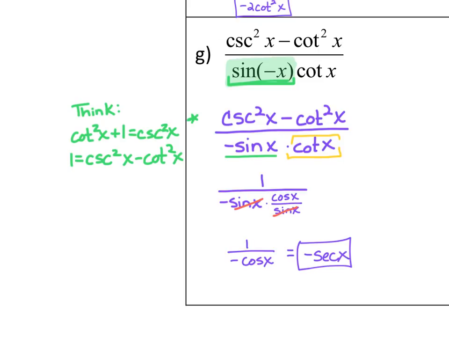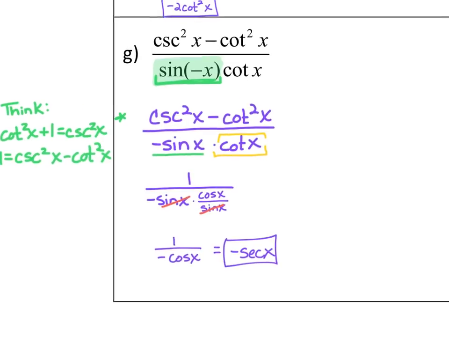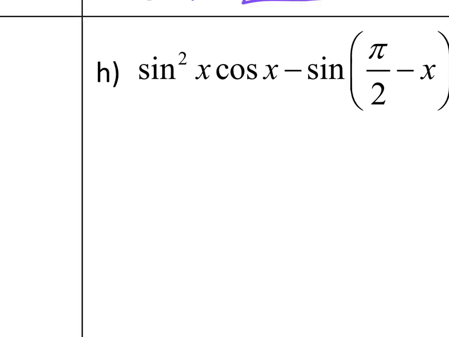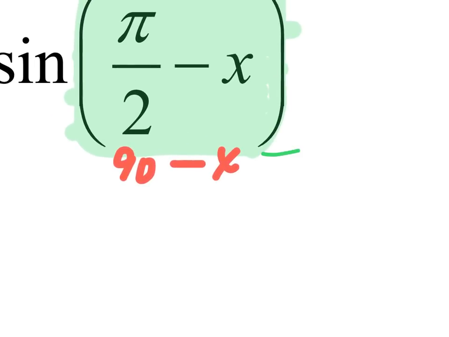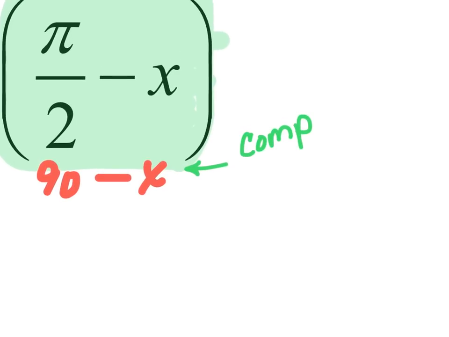And last but not least, in part H, your eye should immediately go to this crazy looking parentheses, that really means 90 minus x. And if you're thinking 90 minus x, remember that that has to do with complementary angles. Because if I have an angle x and I subtract it from 90, then it's going to give me the complementary angle.